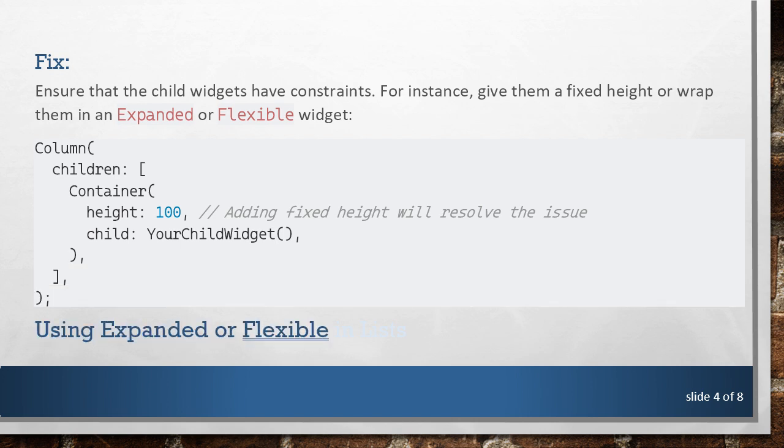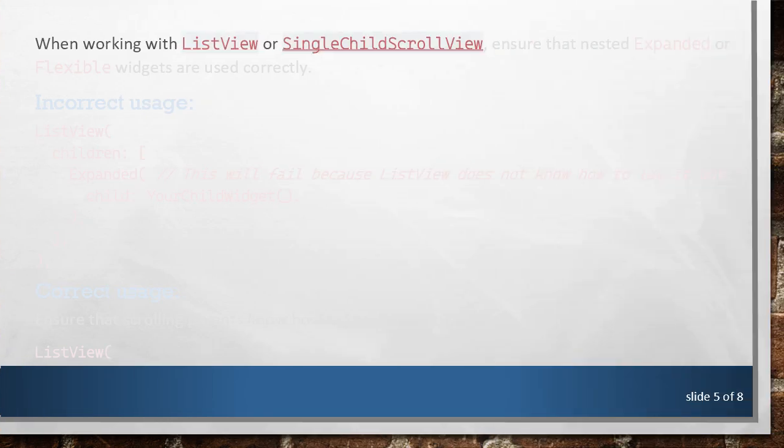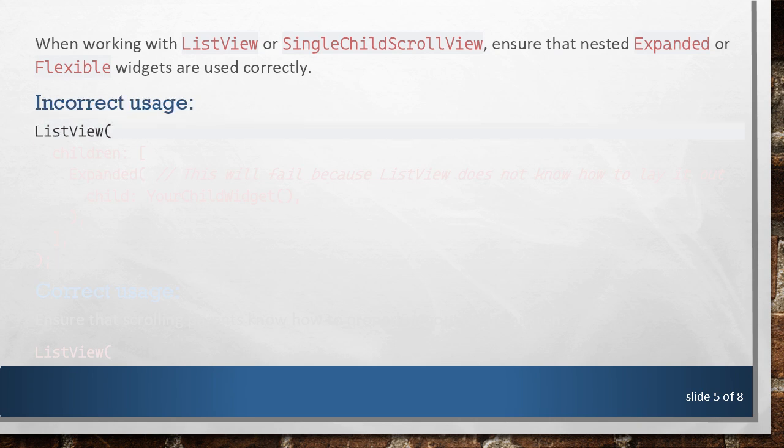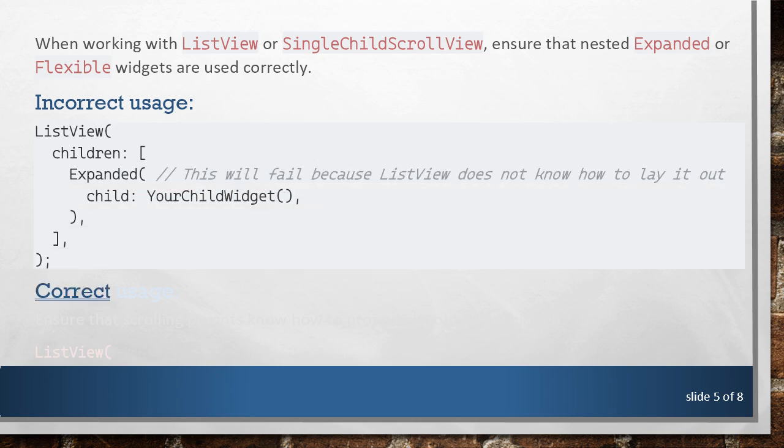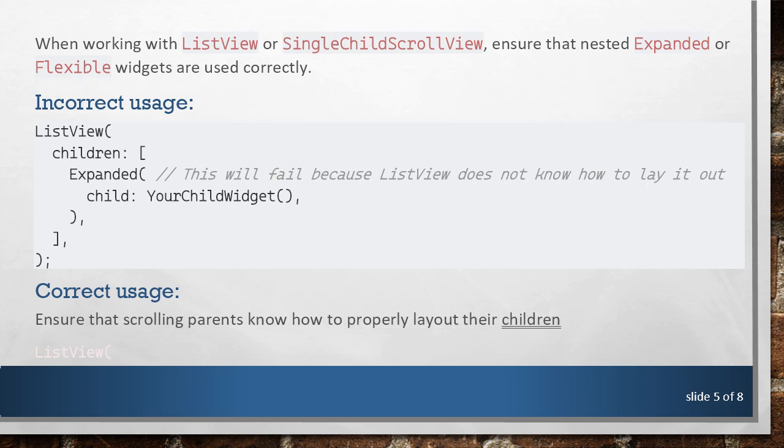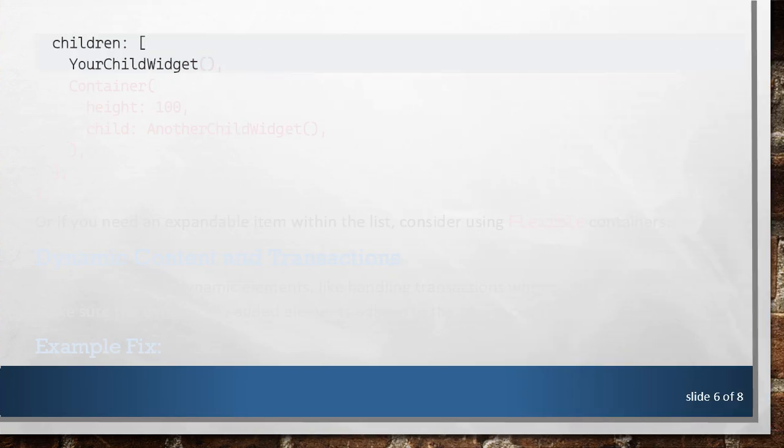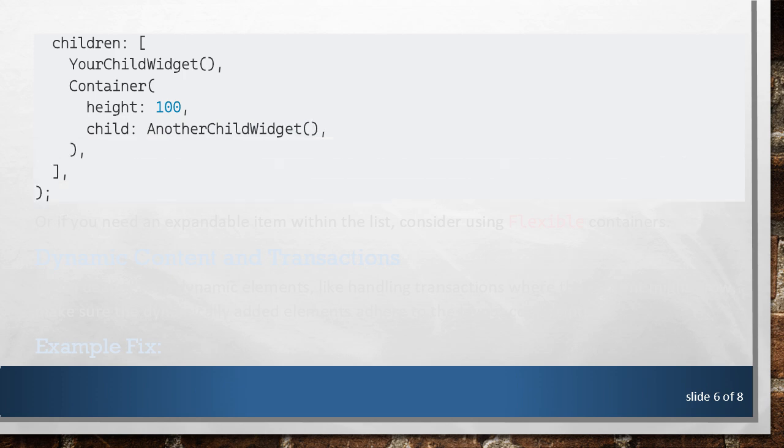Using expanded or flexible in lists. When working with list view or single child scroll view, ensure that nested expanded or flexible widgets are used correctly. Incorrect usage. Correct usage. Ensure that scrolling parents know how to properly lay out their children. Or if you need an expandable item within the list, consider using flexible containers.